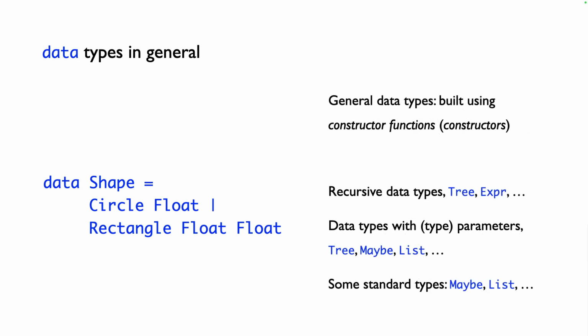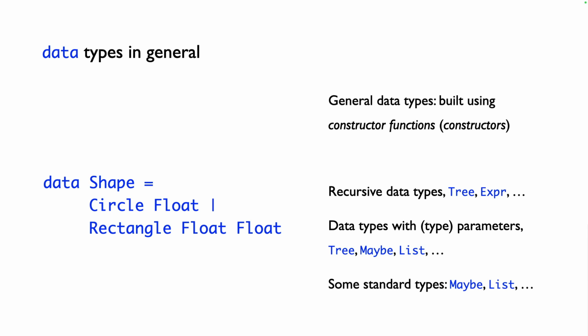What we'll do in this segment is look at some examples of recursive data types, trees, canonical trees, and then in the second half of the block, we'll look at expressions, arithmetical expressions. And we'll also look at data types with type parameters.